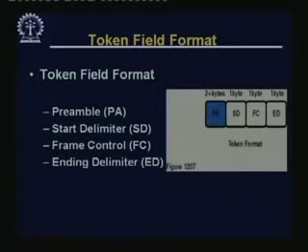Token field: the token has the following fields. We have a preamble, a start delimiter, a frame control, and an ending delimiter. So, a token is a simple kind of frame like this.